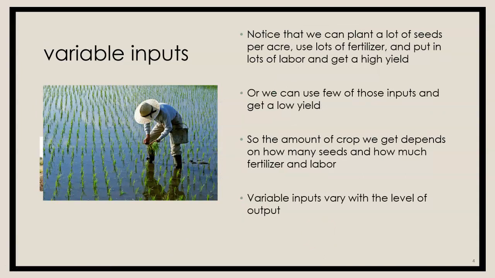Variable inputs, on the other hand, are different. Notice that we can plant a lot of seeds per acre, use a lot of fertilizer, and put in a lot of labor and get a high yield. So we can use a lot of those things. Or we can use few of those inputs and get a low yield. So the amount of the crop we get depends on how many seeds and how much fertilizer and labor we use. These are examples of variable inputs. Variable inputs vary with the level of output.